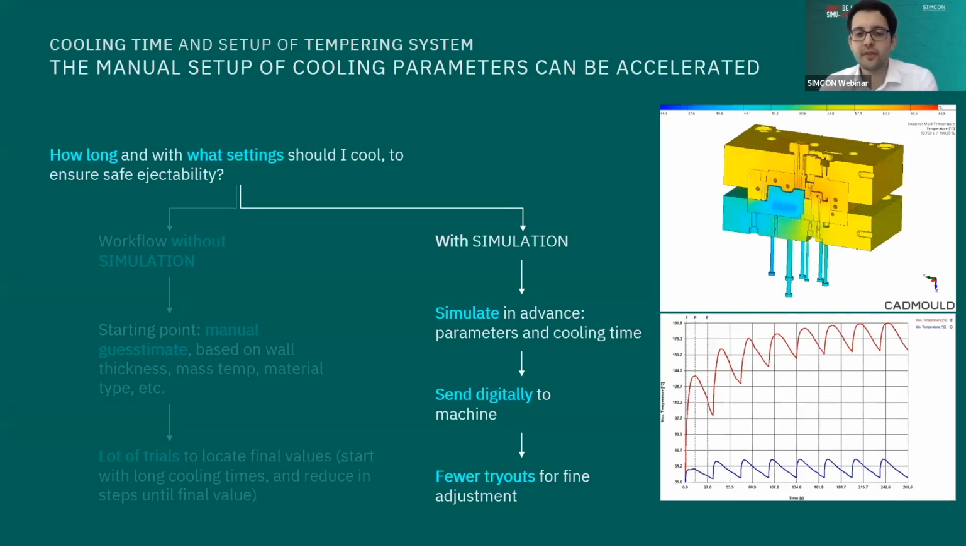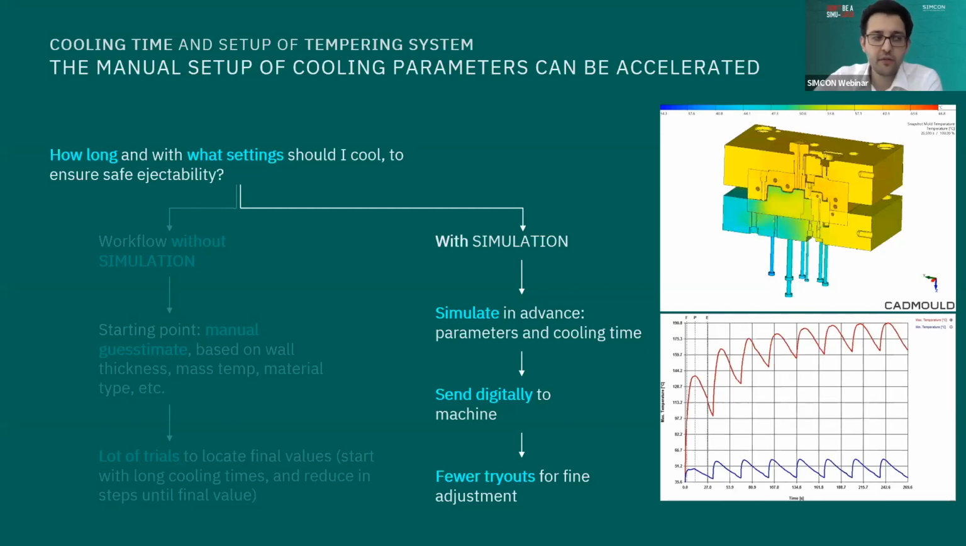So if you have the tryouts by hand, you always have to wait until the mold gets to a stable point again. And with the simulation, you can see, for example, in the picture shown here, that after 10 cycles or so, the mold reaches a stable state. They can then also be sent digitally to the machine, which also leads to fewer tryouts for the fine adjustment.